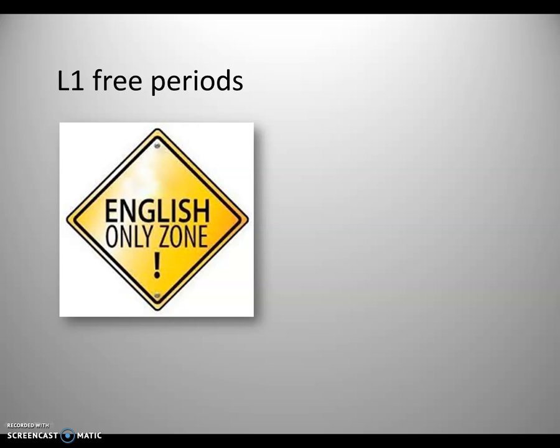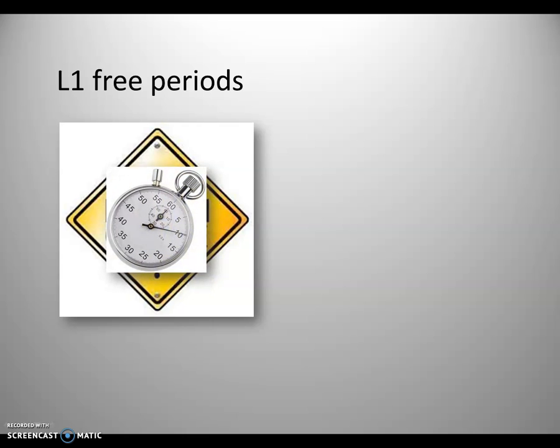L1 free periods. Now, I think if you use this approach, you've already lost control. But if a class will not stop speaking in their own language, then you can say this is an English-only zone for the next 15 minutes. No French to be spoken in class until 12:15. And give them shorter periods and police it very strongly. Okay, if you use this approach, I feel you've already lost control then.